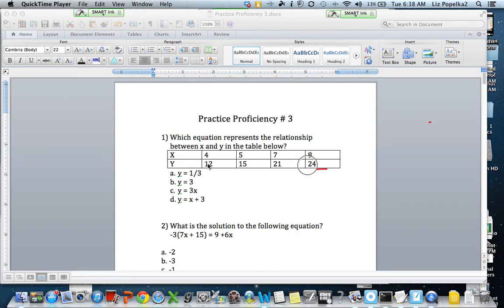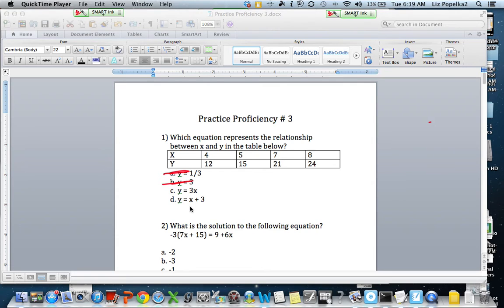I'm not going to pick option B for the same reason, because it says that y should always be equal to 3. Well, none of these are 3, and the fact that this just says y equals 3 means that the y value should always be 3. So A and B are not options.